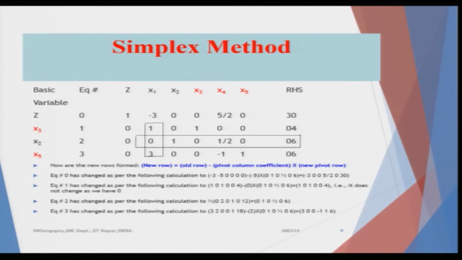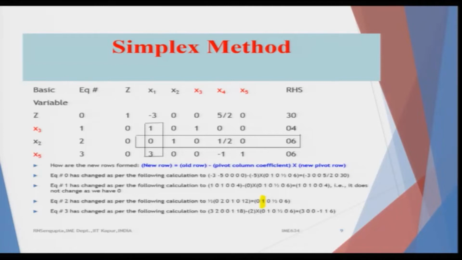Similarly, equation 2 changes as per the calculation, because you are now dividing by 2 only. Dividing by 2 would make it 0 1. This one is very important to note. What I am trying to do is convert the actual value into an identity row or column in the actual calculation when it ends. And the third equation changes according to the same concept: the new row is equal to the old row minus the pivot column element times the new pivot row, and the value comes out to be 3 0 0 -1 1 and 6.